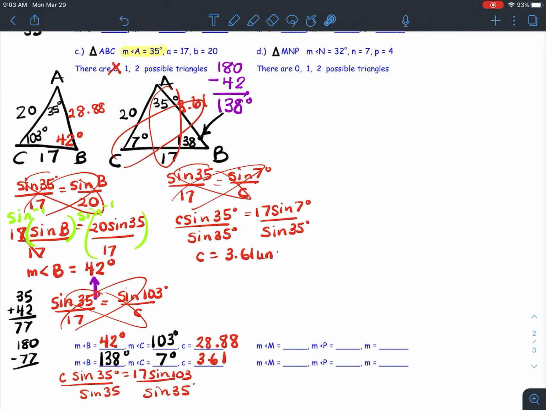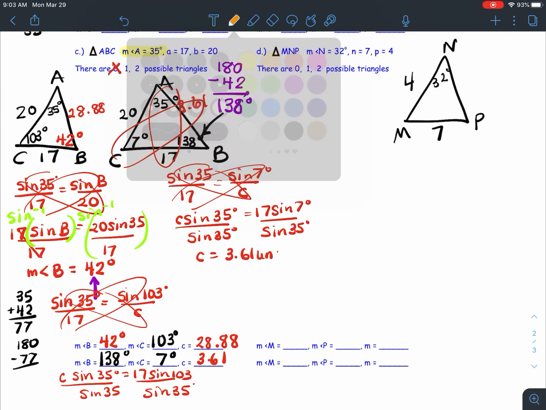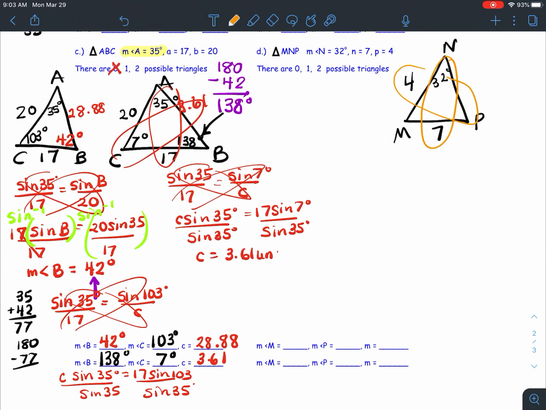We're going to try one last one here. Here we are given triangle MNP. We're given that angle N is 32 degrees, side N is 7, side P is 4. I'm going to set up my initial proportion here. Sine of 32 over 7 equals sine of P over 4.